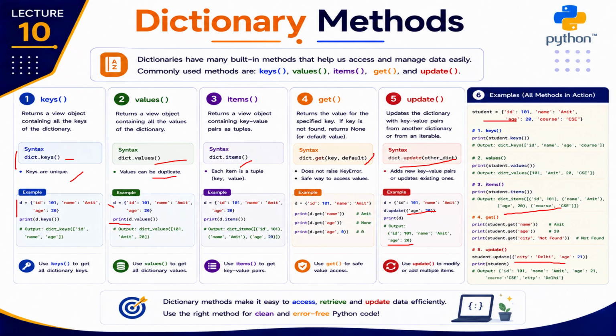Now let's quickly revise. We use keys to get all dictionary keys, values to get all dictionary values, items to get both key and value pair. We use get to safely access values and update to add our modified dictionary data. These methods make working with dictionaries much easier and more efficient. Now let's move on to our next topic.